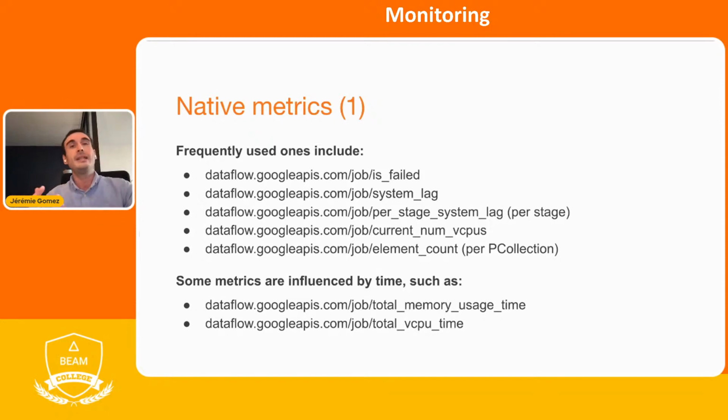Then you have things about the element count or elements produced. This is really how many elements are going through your PCollections. So for example, you could see maybe that a certain transform has 50,000 elements per second. Some metrics then are influenced by time. These metrics are a little bit less easy to alert on because they're basically multiplied by all the time, but it's still useful for monitoring your costs, for instance, because the memory time and the vCPU time directly correlate to the cost that you're paying for your pipeline.